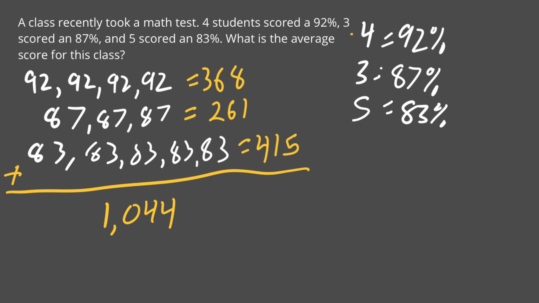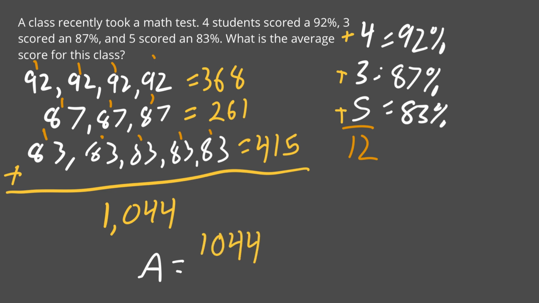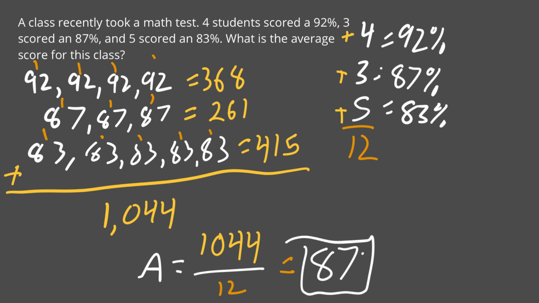You could look and you see that you have 4 plus 3 plus 5 students. So that would be 7 plus 5, so that's 12 students. Let's do that in orange. Or you could count all your numbers, 1, 2, 3, 4, 5, 6, 7, 8, 9, 10, 11, 12, and you see that you get the same answer. So the average is going to be your total, or the sum, divided by the count, which we know is 12, and that will give us 87. So the average score in this class was 87%.